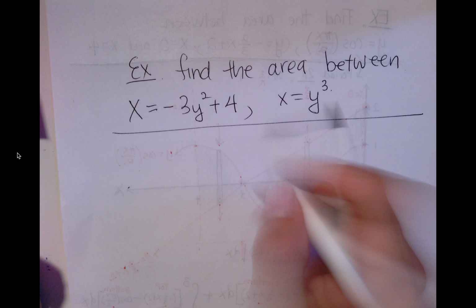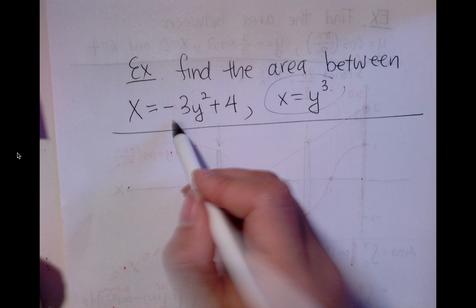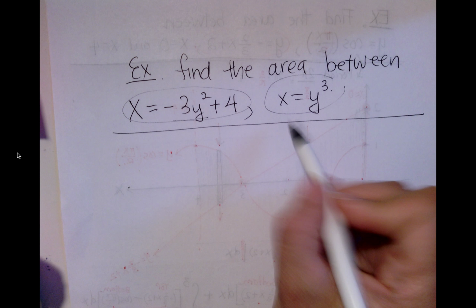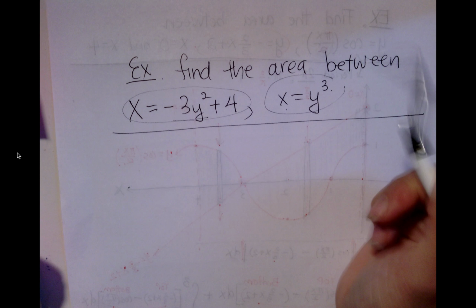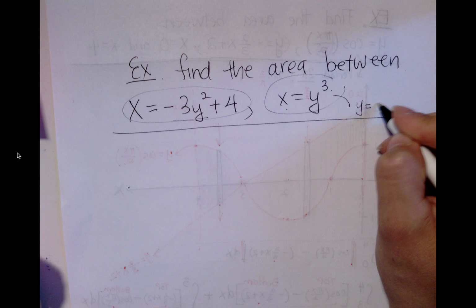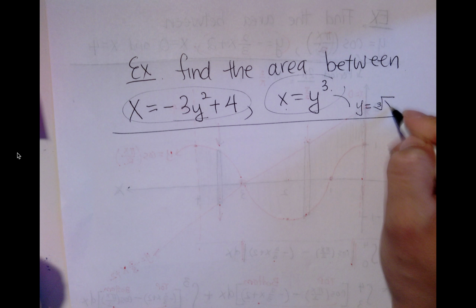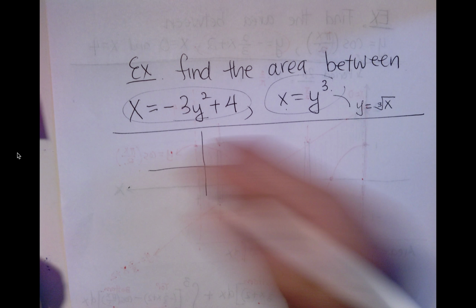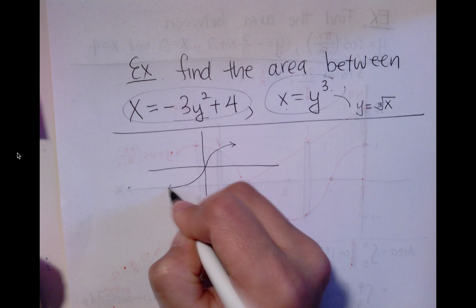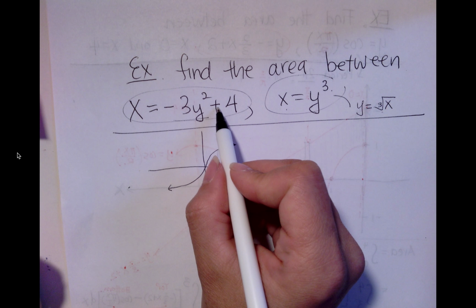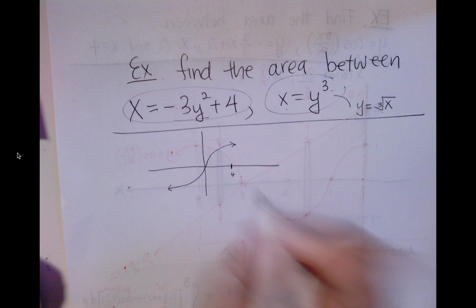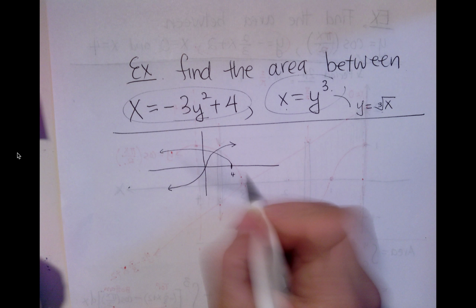This is another sideways parabola. It opens to the left. And this other one is basically just the cubic function. If I were to solve for y, which I can do, I would just get the cubic function. So the graph of this function is going to look something like this. This is going to be a sideways parabola shifted over. It's going to look something like this.